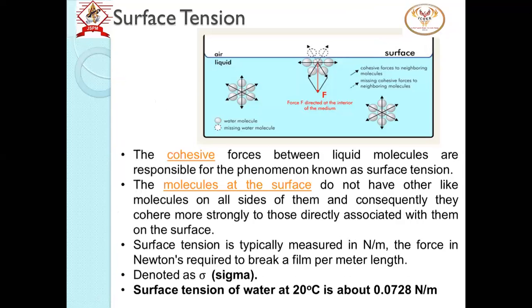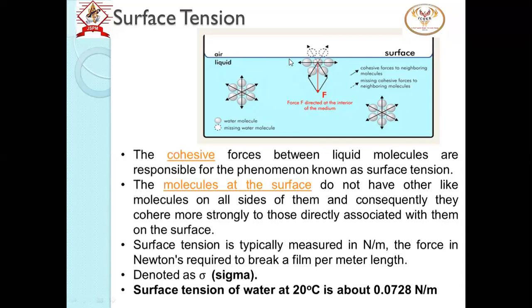Now we will be studying surface tension with respect to these three molecules. This molecule is surrounded by the same molecules from all directions. Similarly, this molecule is also surrounded by the same molecules from all directions. But this surface molecule, which is on the surface, is only surrounded from the bottom by the same molecules, while on top there is another fluid, air. So air and, suppose, water.